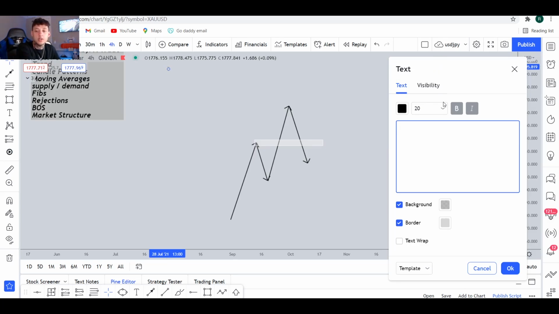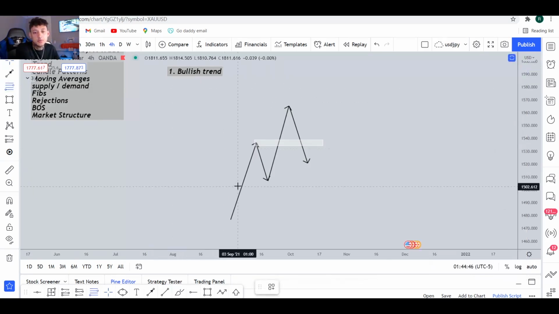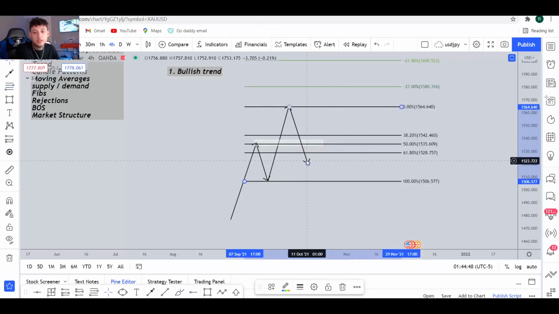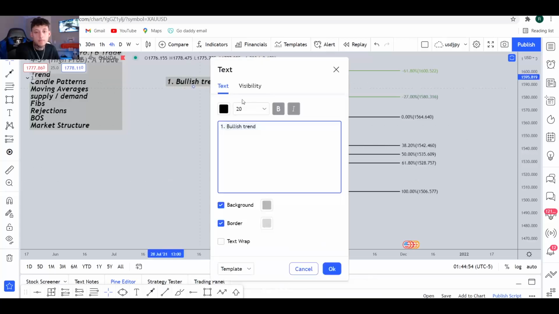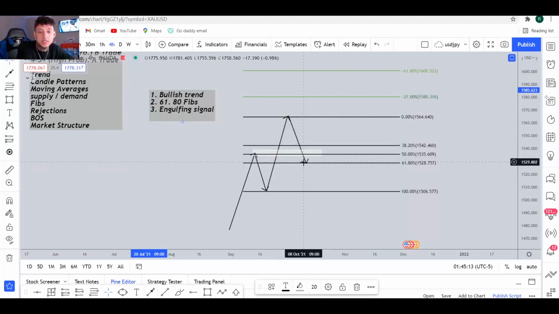Let's write off our confluences here. 1, you have a bullish market structure, bullish trend, that's 1 confluence. Let's pull out the Fibonacci retracement tool. Let's see if we're at a retracement level, right? Let's just say it was right here, just for example. Again, this is just for example purposes, right? 2, you have a 61.8 on fibs, which is another confluence. 3, what else could you add? Let's say price gave us an engulfing signal, right?